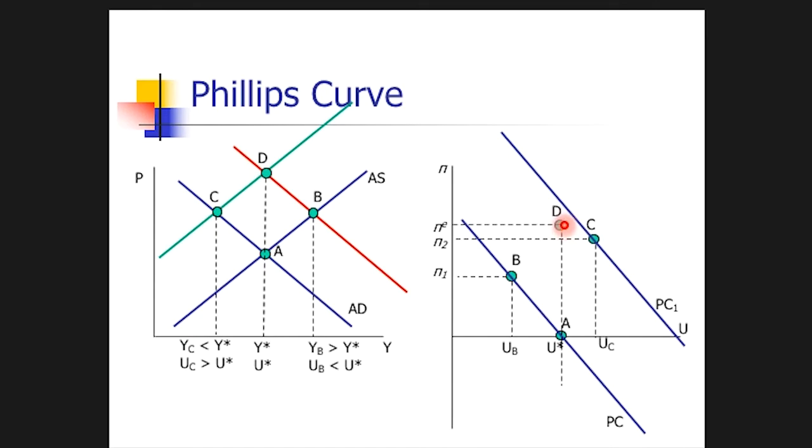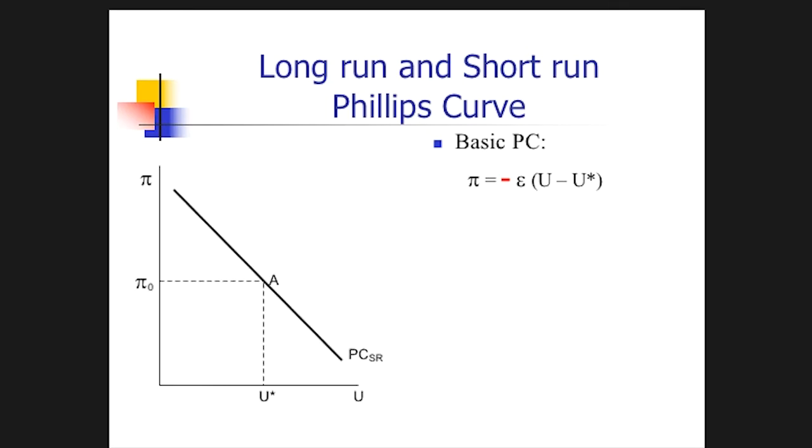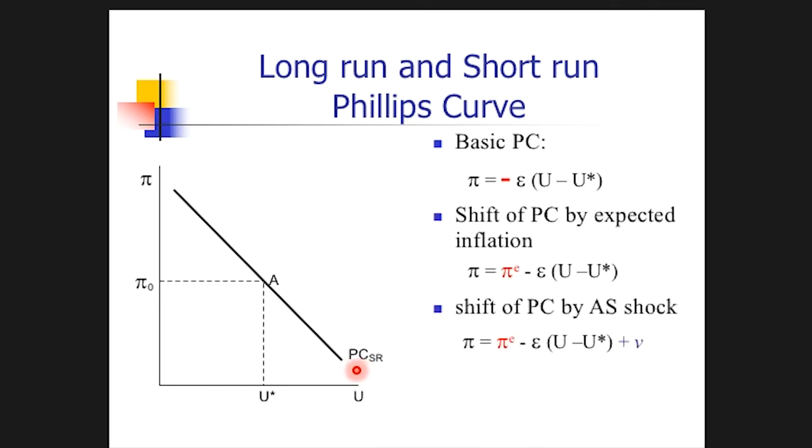So point D is the long-run relation between inflation and unemployment. The short-run trade-off between inflation and unemployment is described by the short-run Phillips curve. In the long run, unemployment is maintained at the natural rate with any level of inflation. So the long-run Phillips curve is vertical like this. This is the fact about the relation between inflation and unemployment.